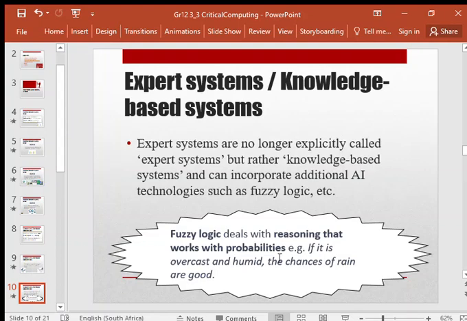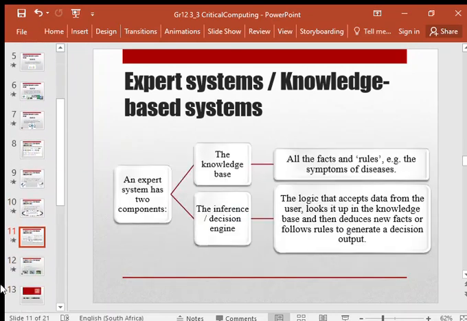Fuzzy logic deals with reasoning that works with probabilities. For example, if it is overcast and humid, there are chances of rain. Think about fuzzy logic in washing machines. In washing machines that have fuzzy logic, the amount of water that's released is based on the load capacity and the weight. So that's fuzzy logic. If the load is a certain amount of kilos, then a certain amount of water needs to be released.